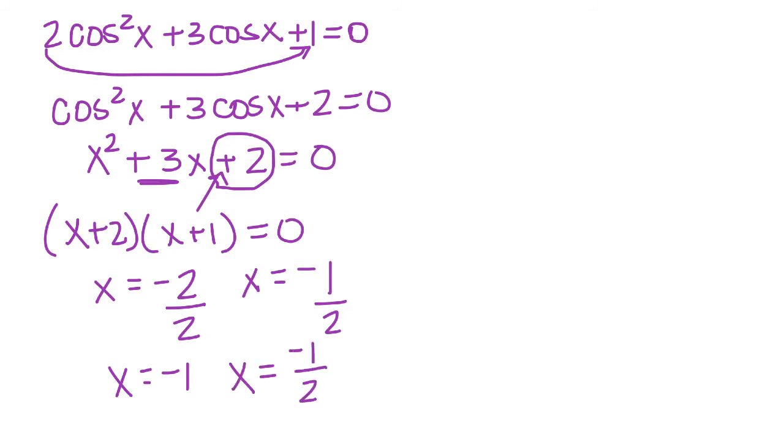But what did I start with? Did I start with x's? No. What trig function do I need to change x back to being? Cosine. So we have to set cosine equal to all this. So I have cosine of x is negative 1, or cosine of x is negative 1/2.